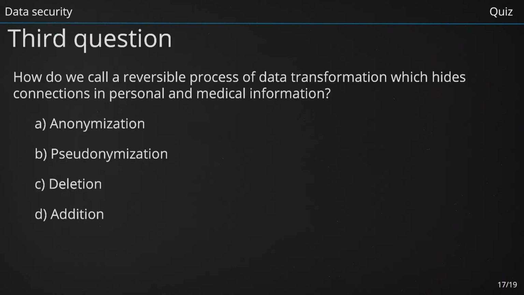What do we call a reversible process of data transformation which hides connections in personal and medical information? A. Anonymization. B. Pseudonymization. C. Deletion. D. Addition. The answer is pseudonymization, B. Anonymization is an irreversible process. This fact eliminates the option A. Deletion and addition just remove or add new data, so they don't transform the data into something else.